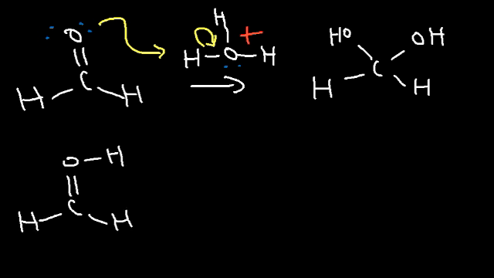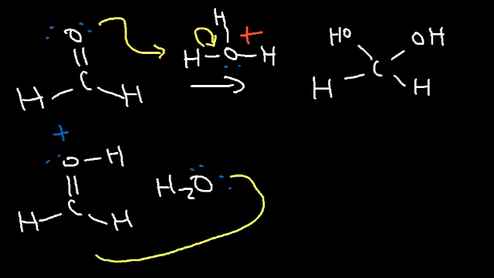Now, at this point, once H3O+ loses a hydrogen, it turns into water. So now water is going to act as a nucleophile. It's going to attack the carbon, causing the pi bond to break. And so what we're going to get at this point is a structure that looks like this.